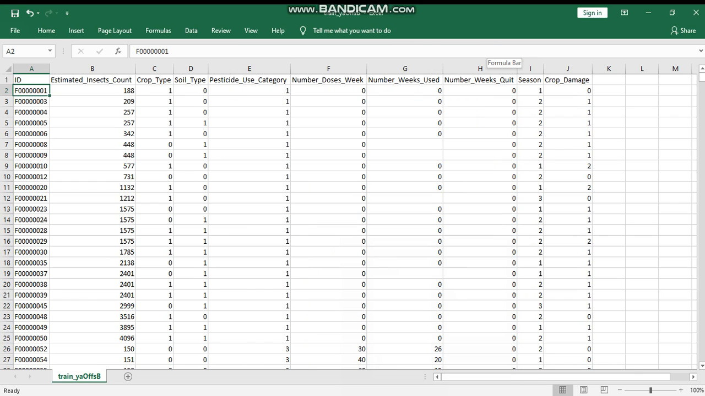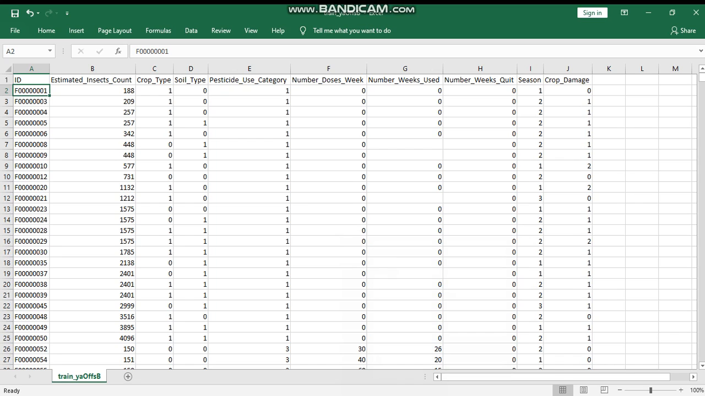Today I come up with one of the machine learning projects, and I took this data from Kaggle. This is related to agriculture. We can say it is an agriculture data set, and here it is the ID. ID means it is a farmer name. Instead of name we can take an ID, and estimated insect count.